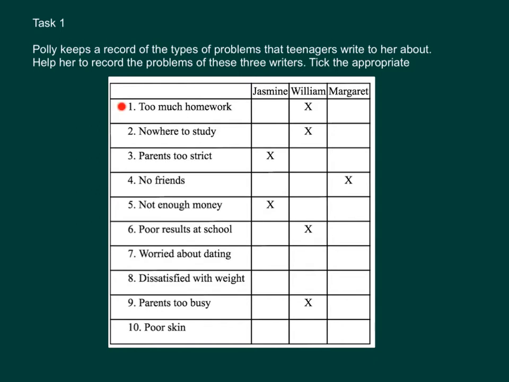The problem: too much homework. William. Nowhere to study. Also William. Parents too strict. Jasmine. No friends. Margaret. Not enough money. Jasmine. Poor results at school. William. Worried about dating. No one. Dissatisfied with weight. No one. Parents too busy. William. Poor skin. No one.